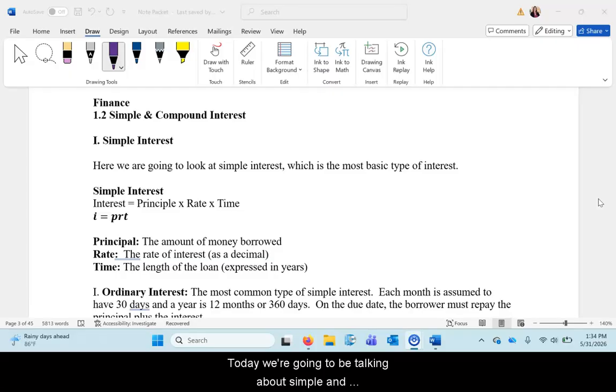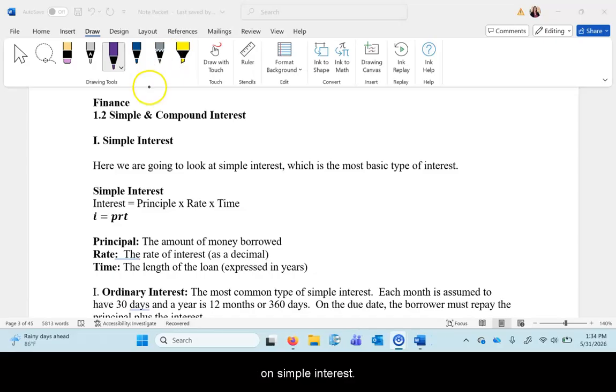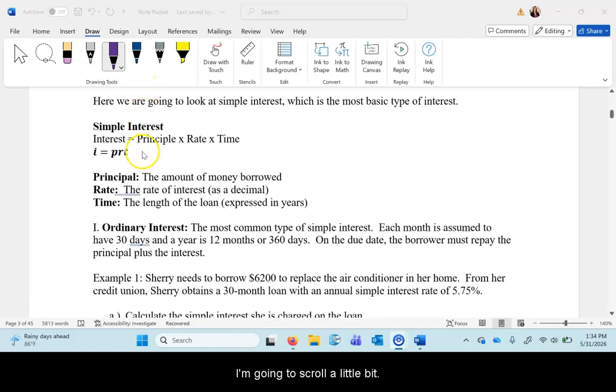Today, we're going to be talking about simple and compound interest. Now, the first part is going to be all on simple interest. And we're going to look at simple interest, which is what we call the most basic type of interest. I like the name, simple interest. Now, if you look down here, I'm going to scroll a little bit.